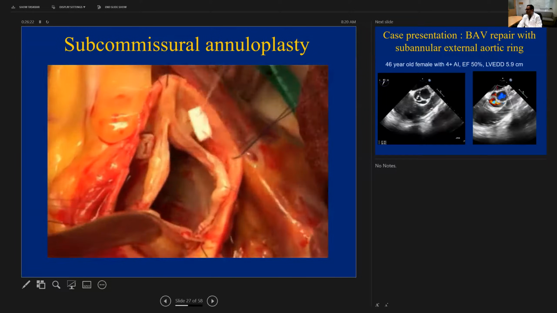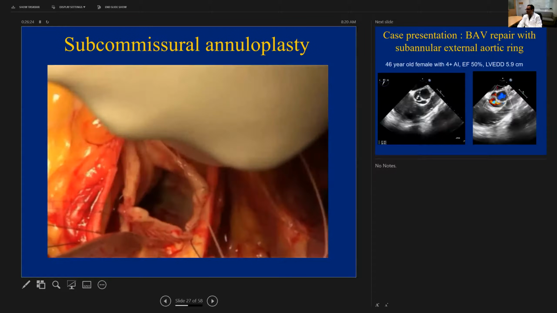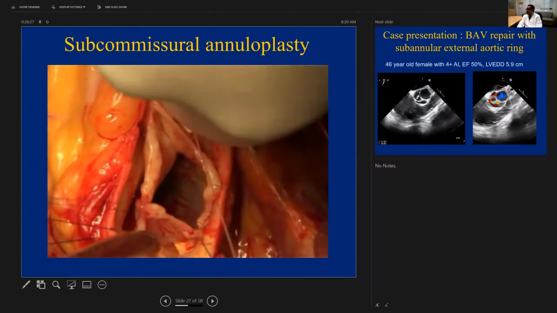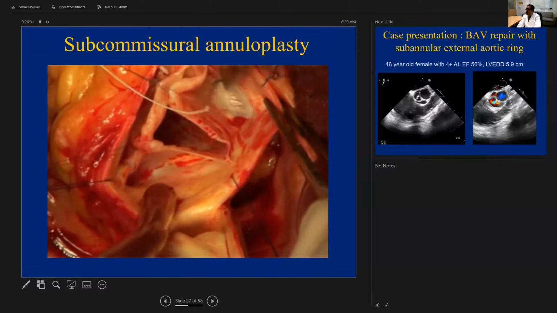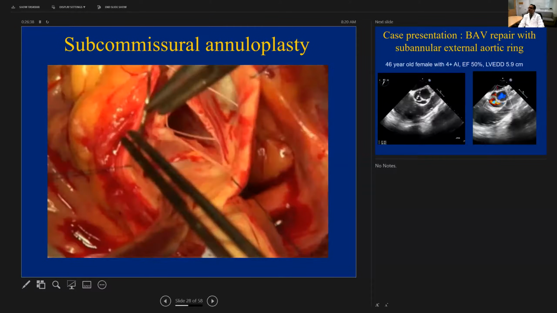And you can see all we'd have to do, after we do the primary leaflet repair, is to just reduce the annulus. You can do it underneath the interleaflet triangle, underneath the commissures, and that will give you enough annular reduction that patients can be just fine, and they don't need anything more. This is a much simpler technique that we can employ in those situations.